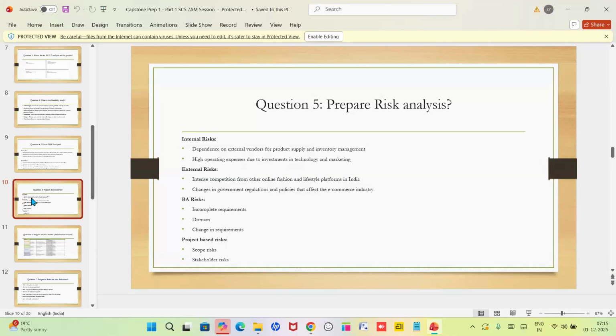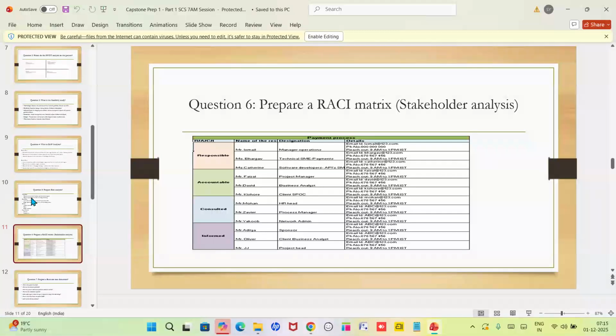So in this, we are having internal risk, external risk, BA risk and project risk. You need to find out what are the risks involved in the application. So coming to the sixth question, it is a RACI matrix. People also call it stakeholder analysis. Here, in stakeholder analysis, we are finding the stakeholders. We are analyzing the stakeholders, and we are going to identify the stakeholders by using this RACI matrix.